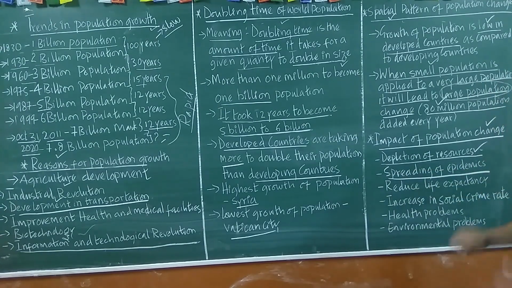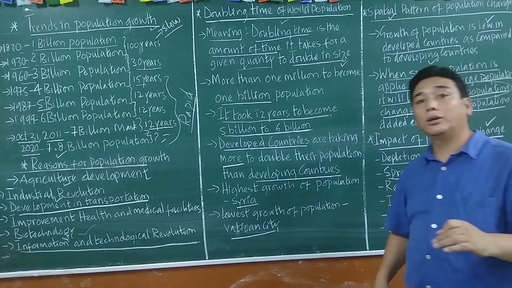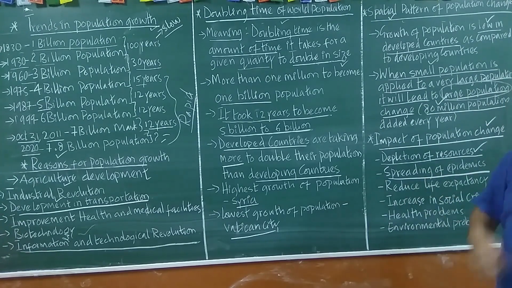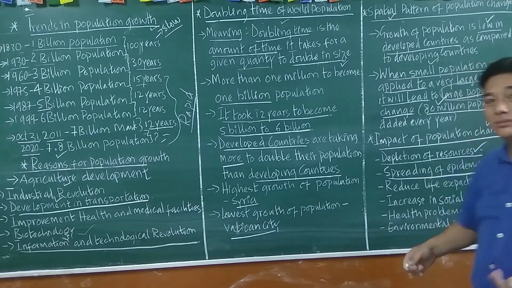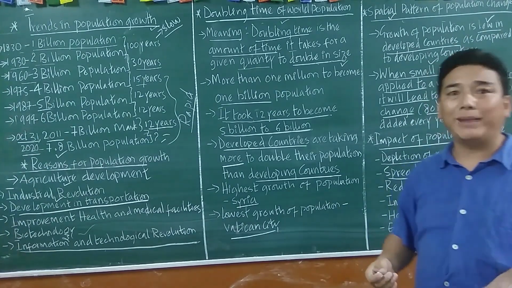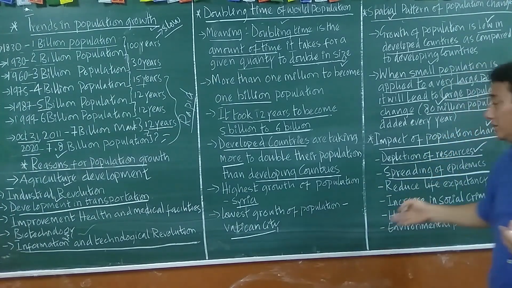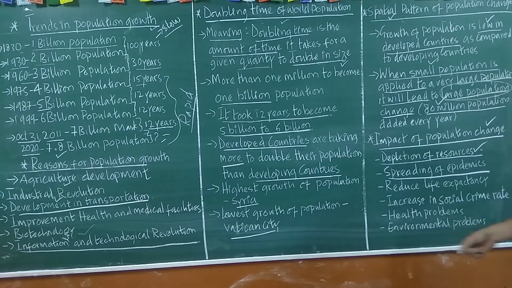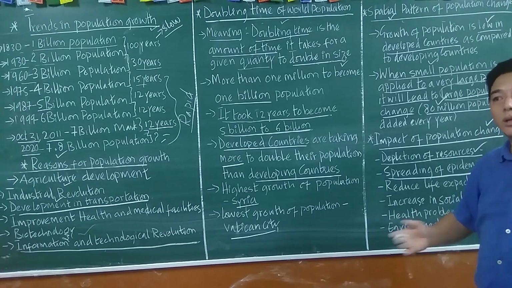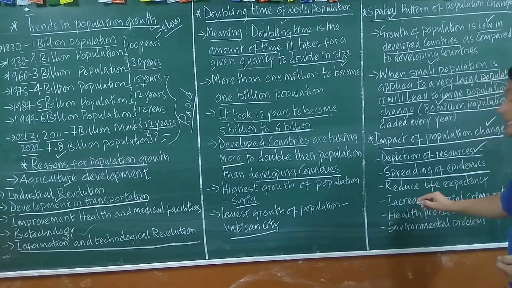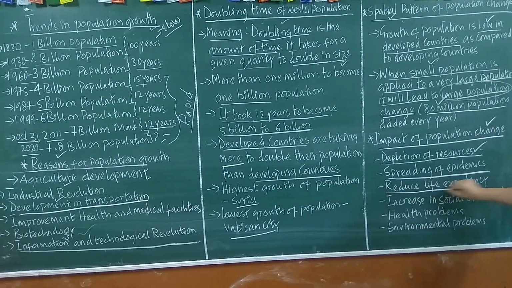Next, the spreading of epidemics and communicable diseases. With a larger population, the spreading of diseases will be more and easier. Coronavirus, SARS, Ebola: there are many epidemic diseases which could spread from a person to a large number of people. It's like diffusion.